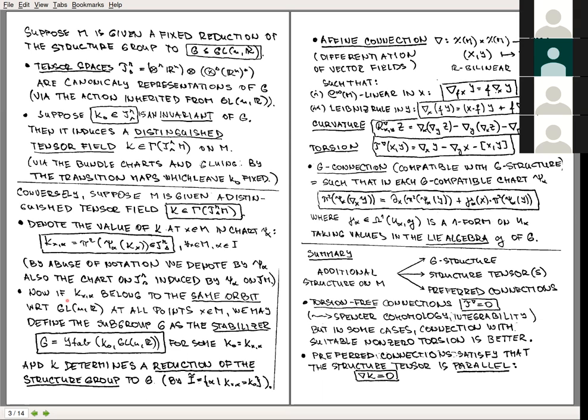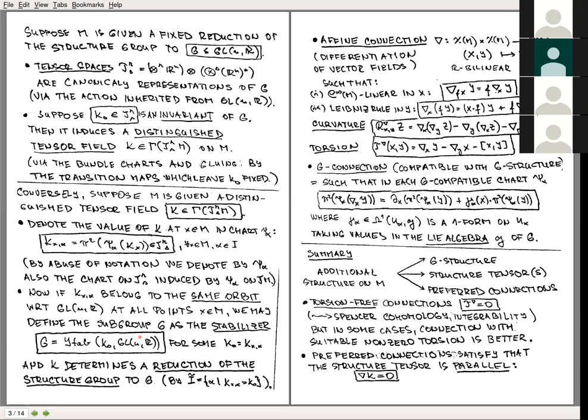And now there is a crucial condition so that this tensor field K defines some reduction: those values K_x alpha must belong to the same orbit with respect to the general linear group at all points. And then we may define the subgroup G as the stabilizer of some value: we choose some point and some chart, take the value K0, and define the subgroup as the stabilizer of this value K0 inside GL(n,R). And this really determines the reduction of the structure group.